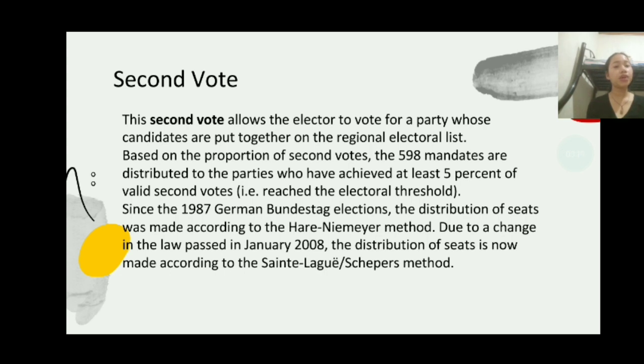The second vote allows the elector to vote for a party whose candidates are put together on the regional electoral list. Based on the proportion of second votes, the 598 mandates are distributed to the parties who have achieved at least 5% of valid second votes. Since the 1987 German Bundestag elections, the distribution of seats was made according to the Hare-Niemeyer method. Due to a change in the law passed in January 2008, the distribution of seats is now made according to the Sainte-Laguë/Schepers method.